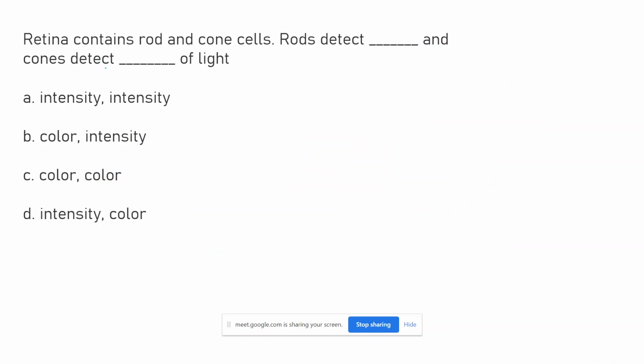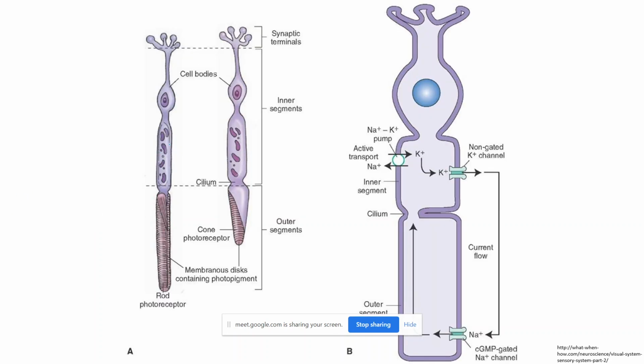The next question is retina contains rod and cone cells. So what do rods detect and what do cones detect? Yeah, so rods detect the intensity of light and cones detect the color of light. So this is the basic structure of the rod and cone cells which are found in our eyes. So both these rods and cones have something which are called photoreceptors, and this is how they detect the light, whether it's intensity or color.